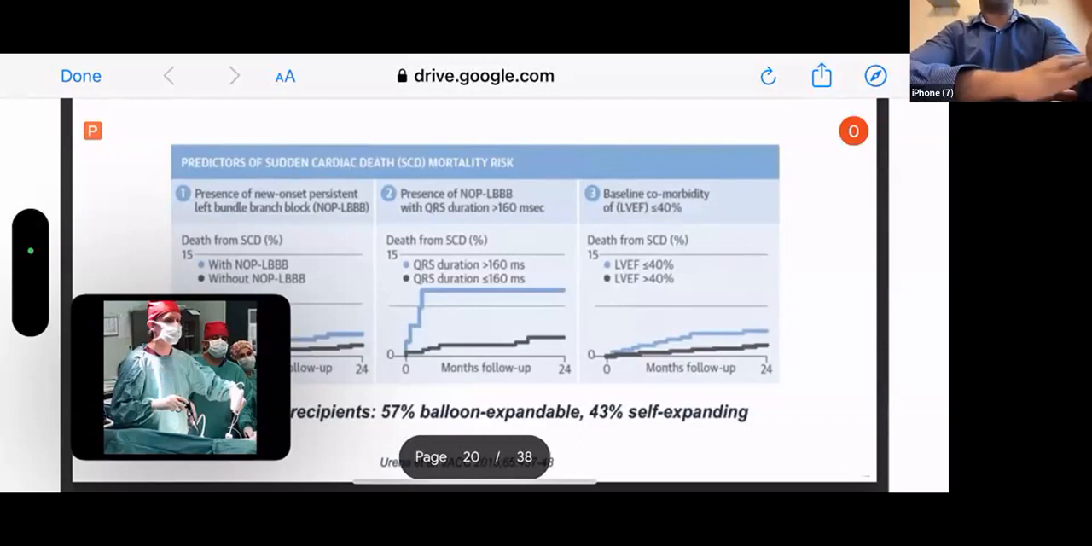The development of new-onset persistent left bundle branch block has been shown to increase sudden cardiac death. And if the QRS duration in a patient who developed left bundle branch block is more than 160 milliseconds, they are at even higher risk of sudden cardiac death. So these are the patients that most of the time we go ahead and put a pacemaker in, if their QRS is more than 160 milliseconds, based on some of these studies. But it's also good to note that in this study, they looked at about 3,700 patients, and 57% of them were balloon expandable, while 43% were self-expanding. They also looked at whether, if your EF is lower, you have a higher mortality.